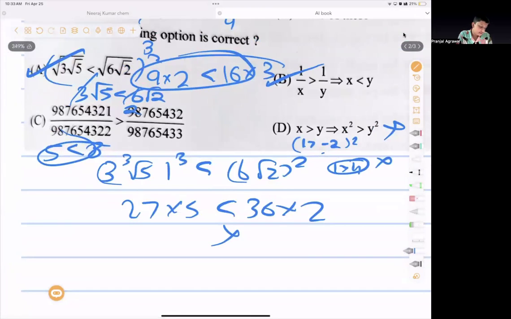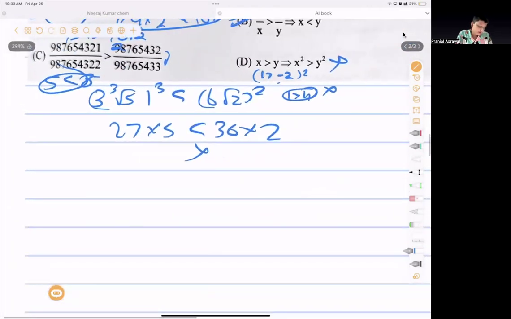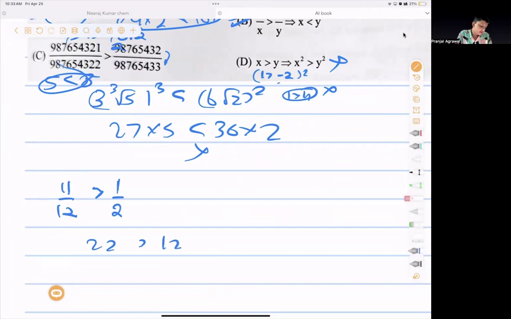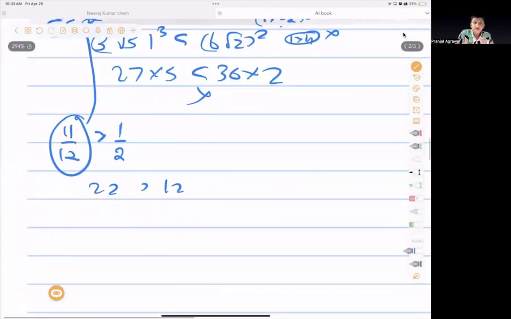And they have not said that x or y is positive, so this is wrong. And for this question, you can take a smaller example and check. If you take 1 upon 2 and let me assume 11 upon 12, if you multiply, you'll get this is always greater. So since this is greater, in this also this will hold true, so it will also be C. So A, B, C. Next question.